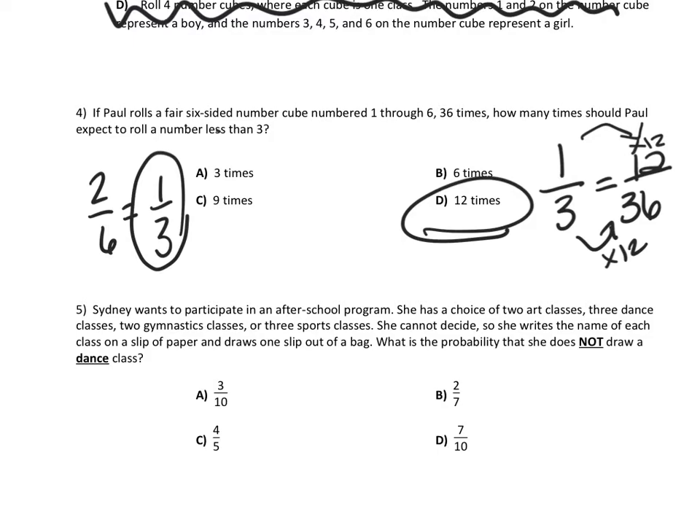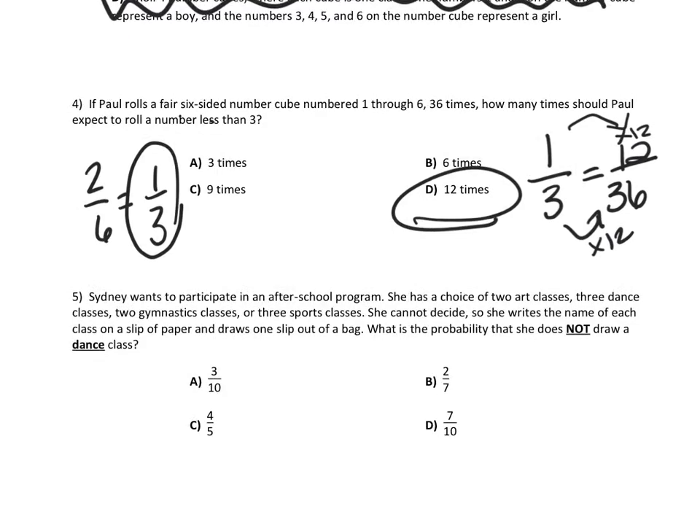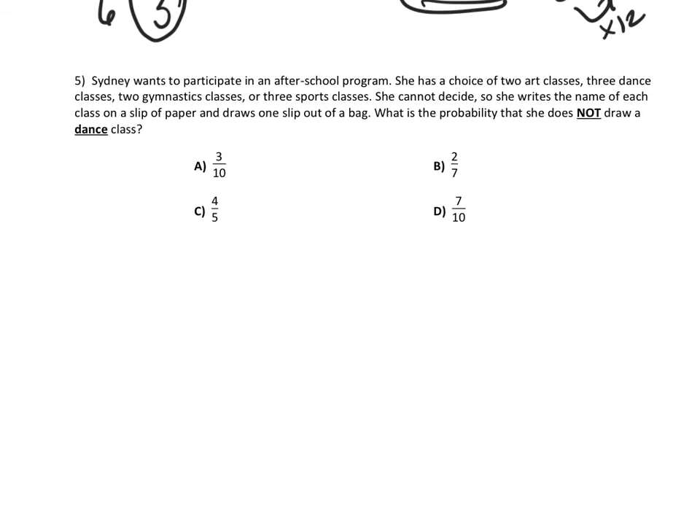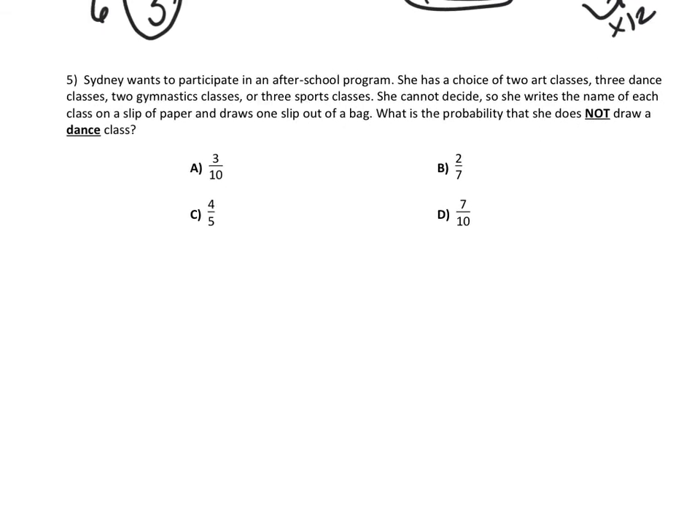Okay, number 5. Sydney wants to participate in an after-school program. She has a choice of 2 art classes, 3 dance, 2 gymnastics classes, or 3 sports classes. She cannot decide, so she writes the name of each class on a slip of paper and draws 1 slip out of the bag. What is the probability she does not draw a dance class?